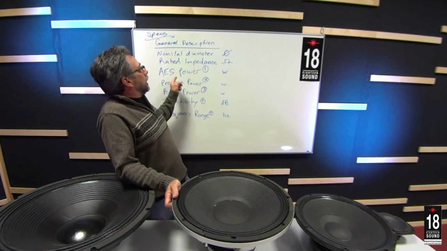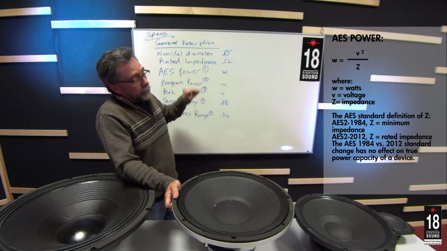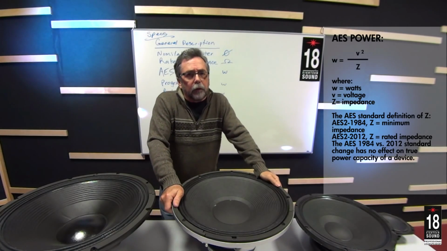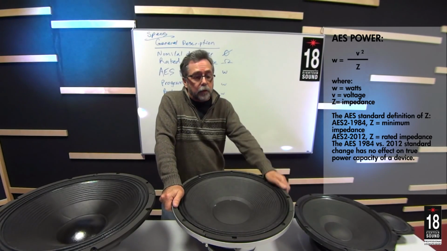Next we get to the AES power. And you notice I've copied from our list of the spec sheet. We have a footnote, number 1. Footnotes are really important in the spec sheet. They'll tell you some of the details as to what we're really doing in any of these specifications.